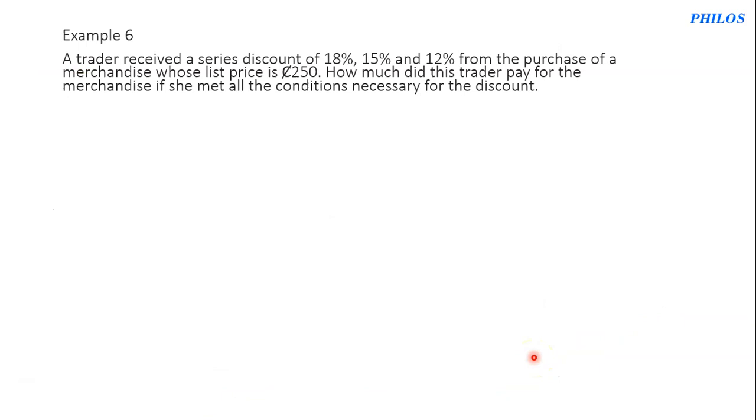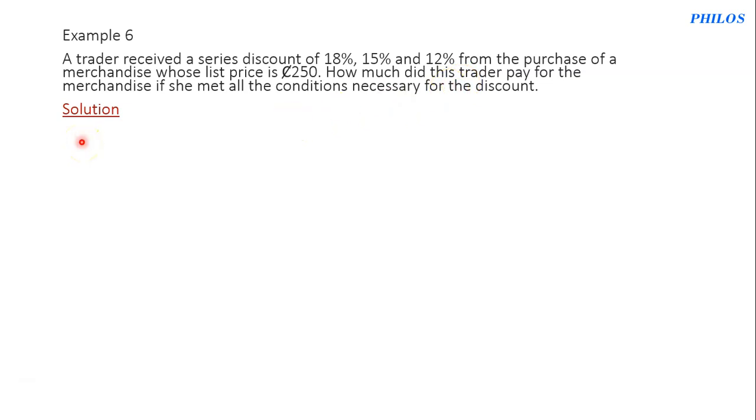So let's take another example on this. A trader received a series discount of 18%, 15%, and 12% from the purchase of a merchandise whose list price is 250 cedis. How much did this trader pay for the merchandise if she met all the conditions necessary for the discount? So to solve this, look at the question. She met all the conditions necessary for all these 3 discounts. So we want to find the amount she paid. It means we should find the net price.